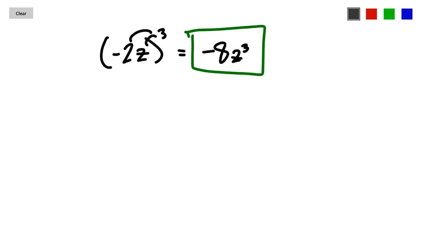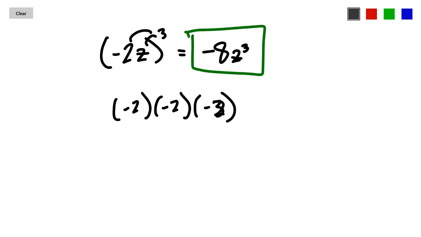And the reason why the negative stays is because essentially what I'm doing is multiplying negative 2 by itself 3 times. And so these two negative numbers yield a positive number, but I still have the negative 2 out in front, and a positive times a negative yields a negative.